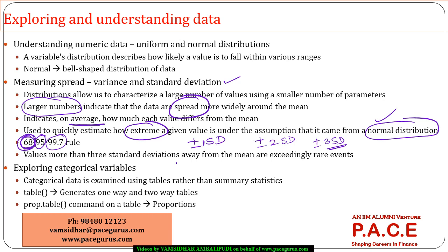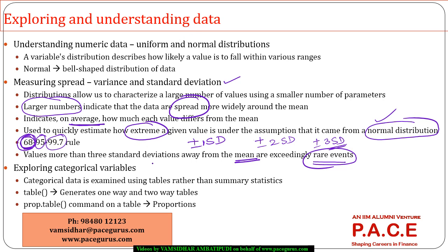Values more than 3 standard deviations away from the mean are generally rare events. They occur very rarely, and that is where we should handle them separately. We should not consider them as part of the regular model building process.